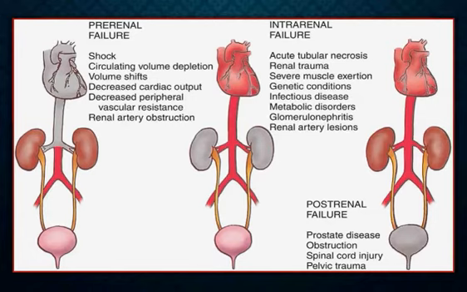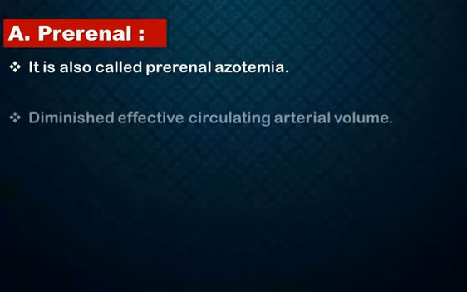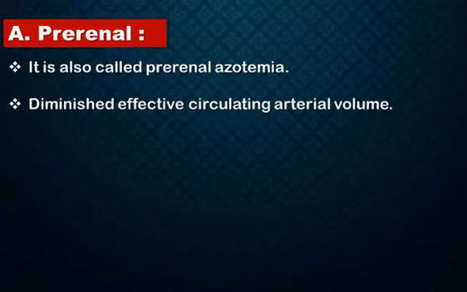Now, we will start with the prerenal. It is also called prerenal azotemia, the other term to describe the prerenal acute kidney injury or causes. Of course, here we have diminished effective circulating arterial volume.